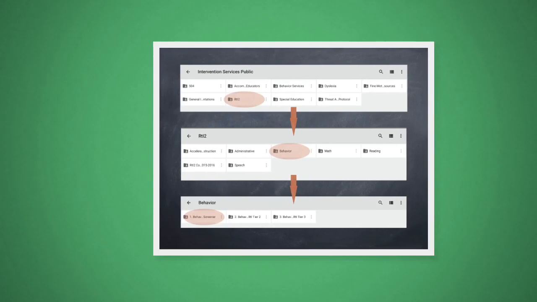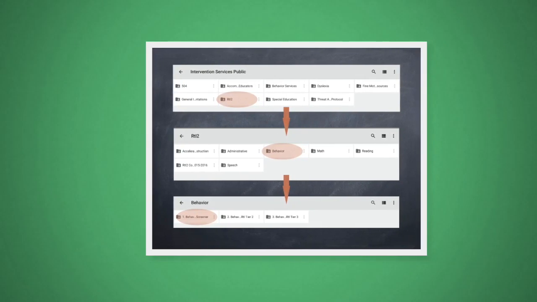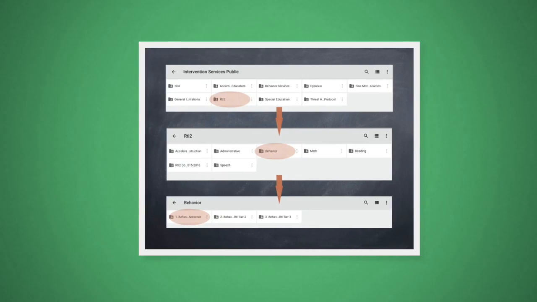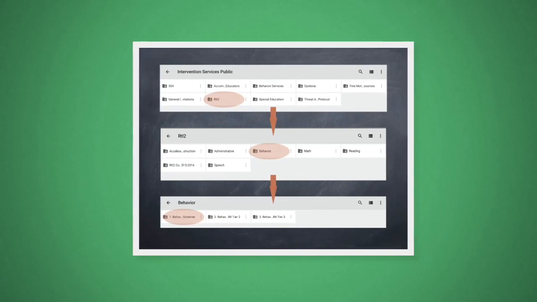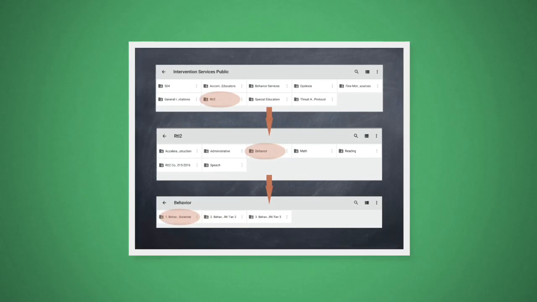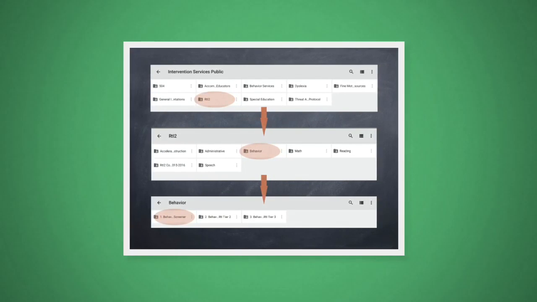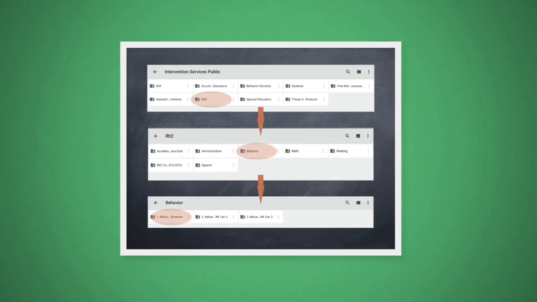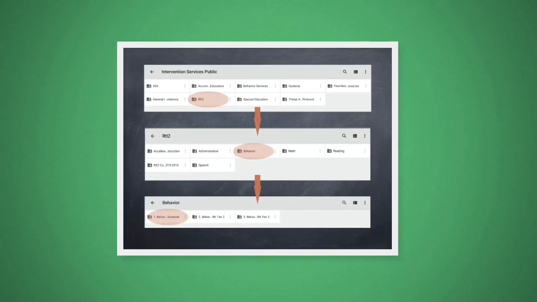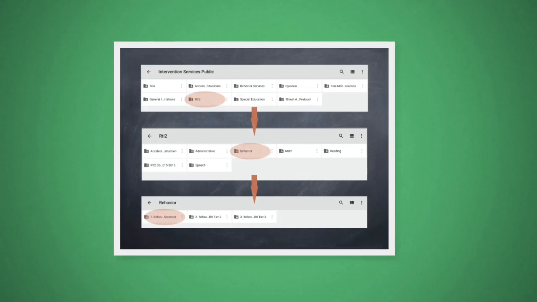In addition to our discipline plan of action, keeping documentation through our RTI process is also essential. You can find the behavior interventions through our Intervention Services public folder. Here you see you click on RTI 2, Behavior, and the Behavior Screener to begin.